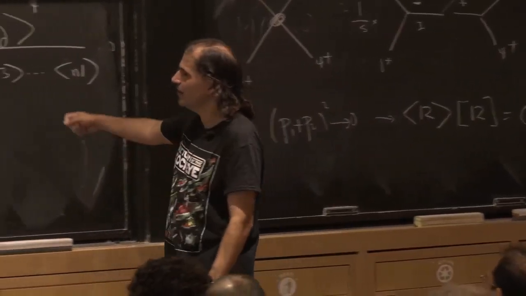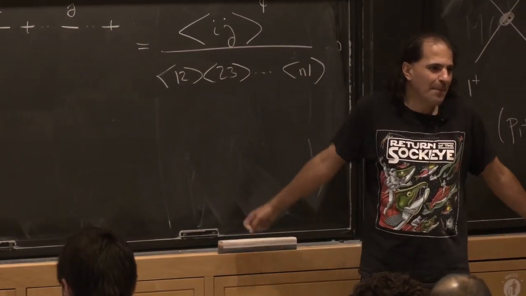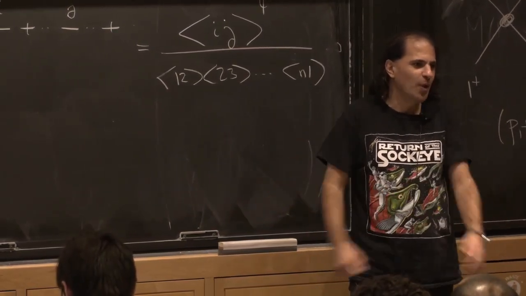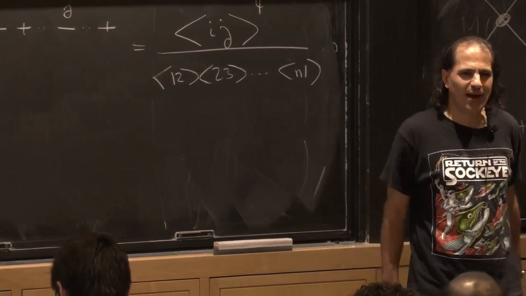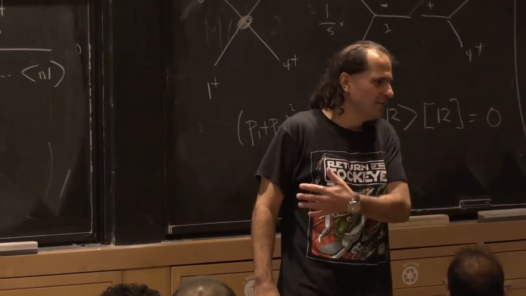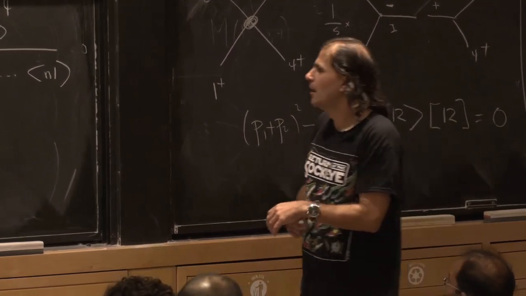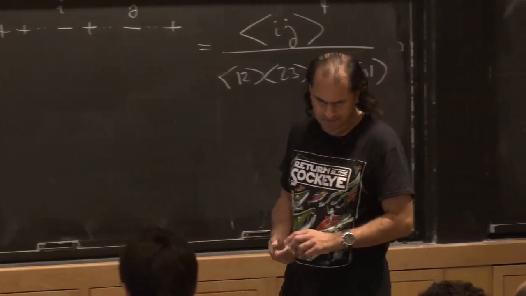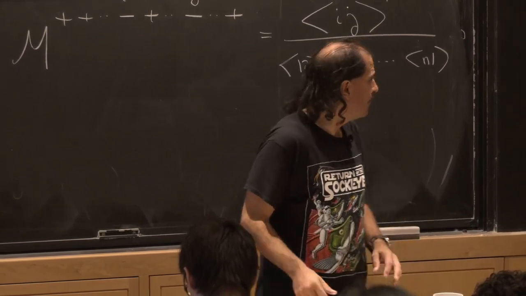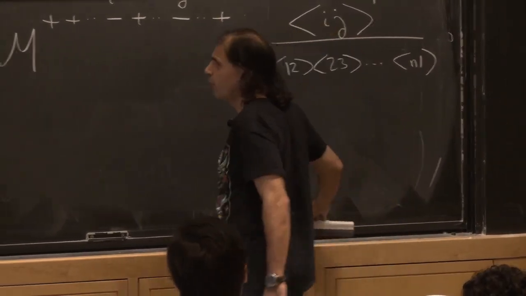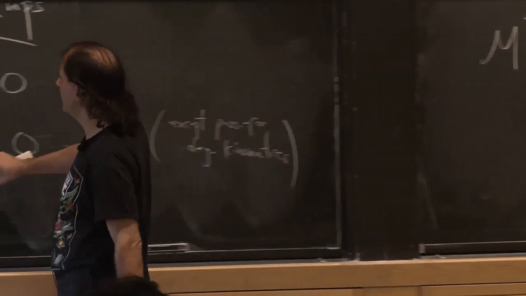And from here, we see that up to 5 points, every amplitude either is all plus, all minus, 1 plus, 2 minus, or 2 plus. So we've immediately figured out all the amplitudes up to 5 points. But now, why is this true? First, let's look at this for a small example. So let's look at this for 4-point scattering.